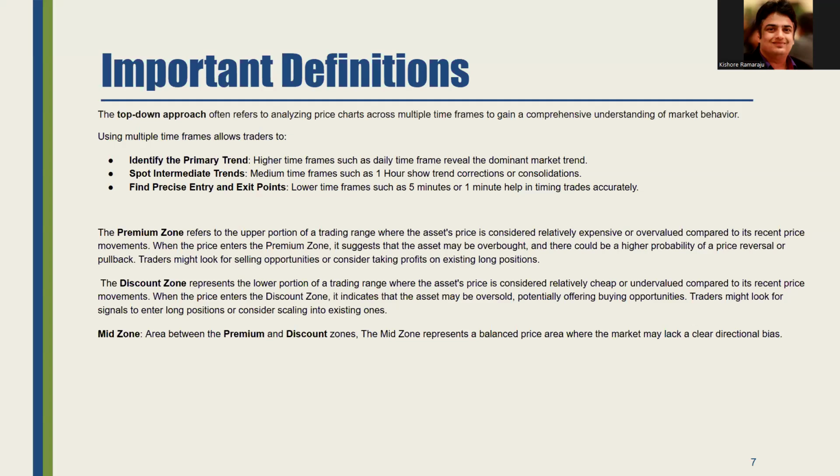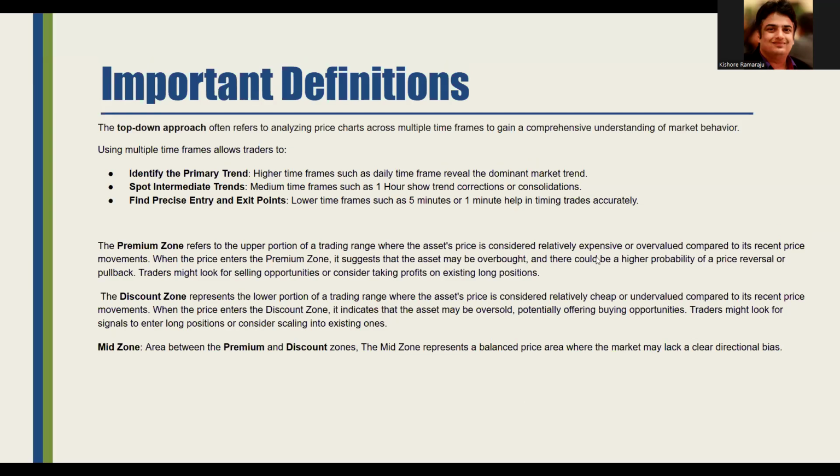It is called top-down analysis or top-down approach, where you look at higher time frames first, right? For example, if you want to trade in 5 minutes, you can look at 1 hour or 4 hours or daily time frames so that you will understand what is the overall market, what is the primary trend in the market. So I'll show you some examples of how you can get into the wrong side of the trend if you only look at one side.